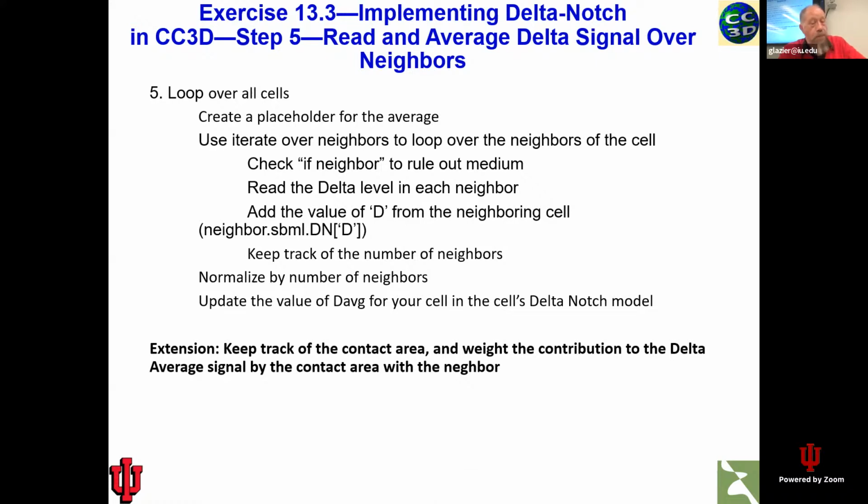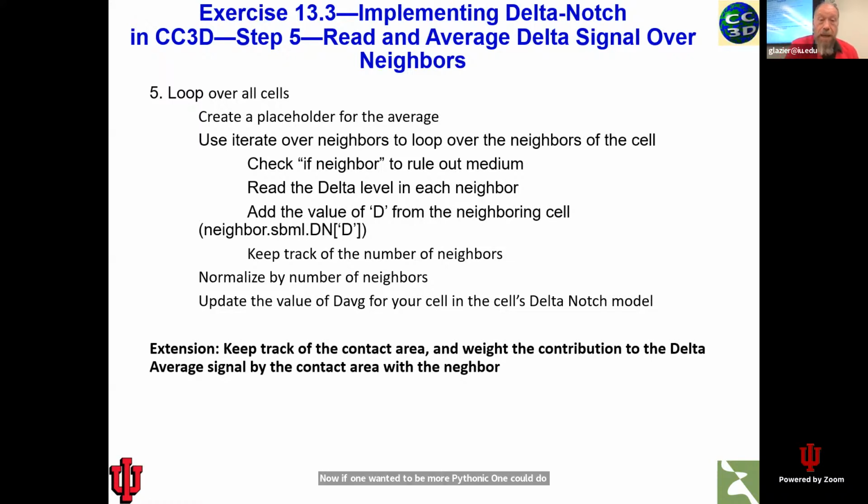It doesn't make a huge difference to the result, but if you want to actually model the biology more accurately, that's the way. Again, if you don't remember how to loop over all cells, go to Visit in the Twedit code snippets. If you don't remember how to iterate over neighbors, go to Iterate over neighbors in Visit in code snippets. And I've got here in the line how you reference the value of D in the neighbor, neighbor.sbml.dn D.